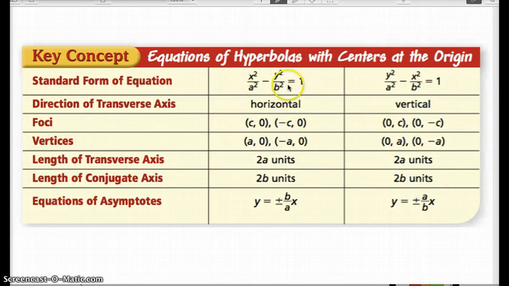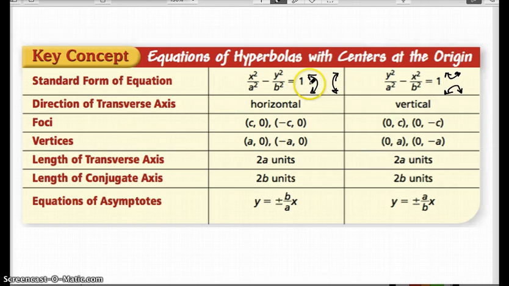Let's take a look. We notice that the hyperbola has a minus sign instead of a plus sign, right? And interestingly enough, it's x squared over a squared minus y squared over b squared equals 1. That's when our hyperbola is going to have a horizontal transverse axis, meaning our hyperbola is going to have a shape that looks like this. And here, y squared over a squared minus x squared over b squared, when our hyperbola looks like this, when its transverse axis is vertical.